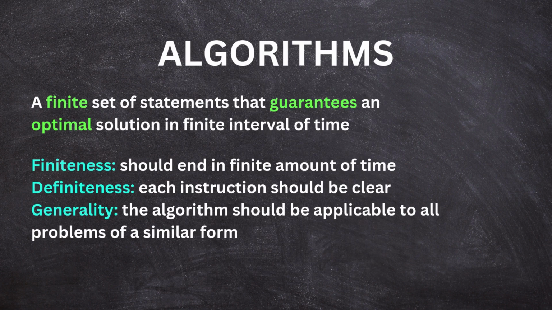So the definition of an algorithm says that it must have a finite set of statements and it must end in a finite interval of time, guaranteeing an optimal solution. This means that an algorithm must not continue to run indefinitely. It must guarantee an optimal solution and at some point it must stop. Definitions also say that each instruction must be clear or bug free. Also, the algorithm must be general, meaning that the algorithm must work for any given inputs applicable to the problem at hand.